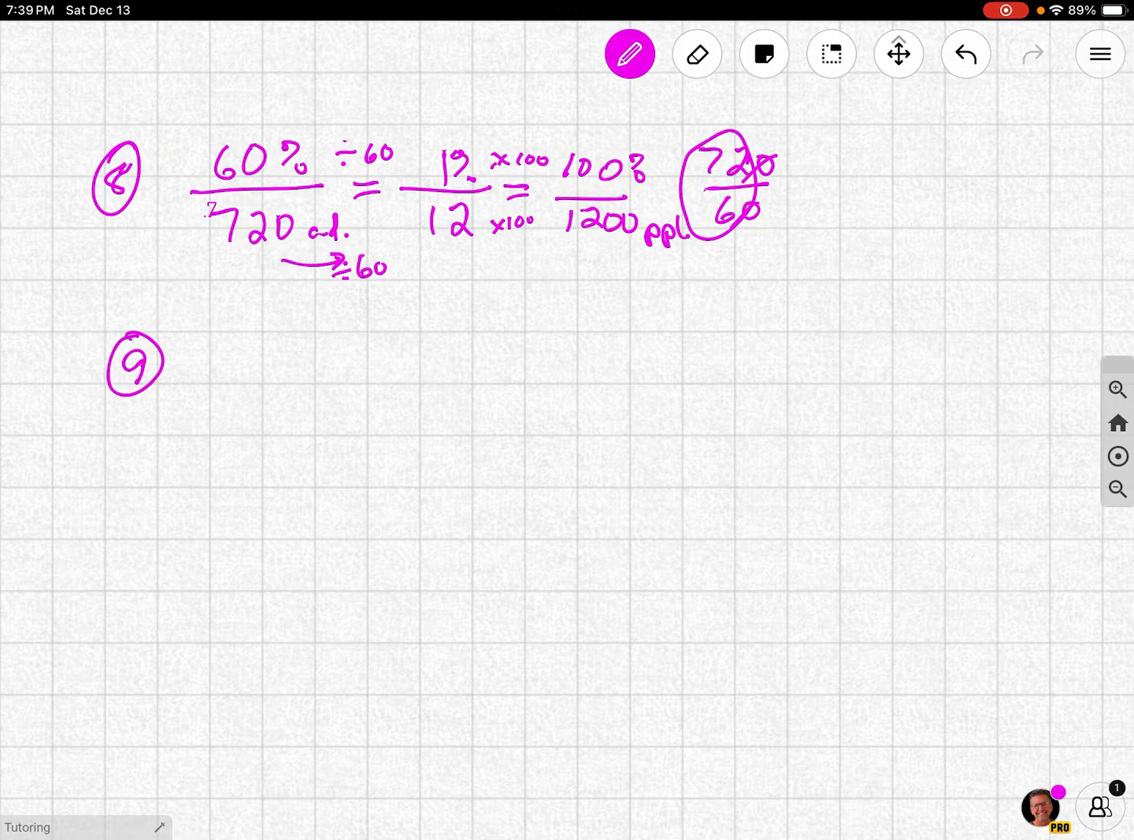Number 9, 20% of blank is equal to 163. So, what is it? 20% is being compared to 163. Let's find out what 1% is. What we're going to do is divide this by 20. And so we have to divide 163 by 20.